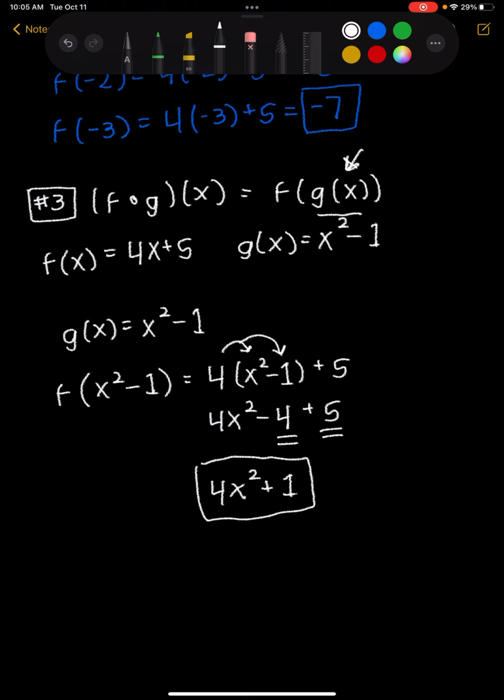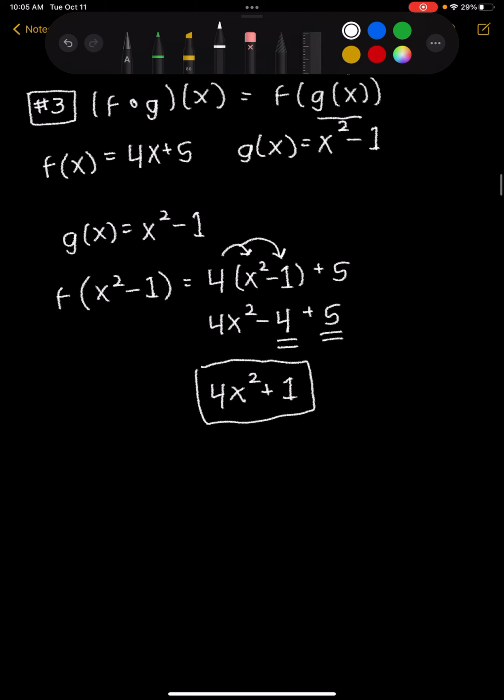So when you don't have numbers in them, you're not going to just get a number for an answer. Obviously, you're going to get something with letters and numbers. But once again, it's the same thing. So you're taking an equation. Instead of taking a number and plugging it in, you're taking an equation and plugging it in. Let's go through one more example.